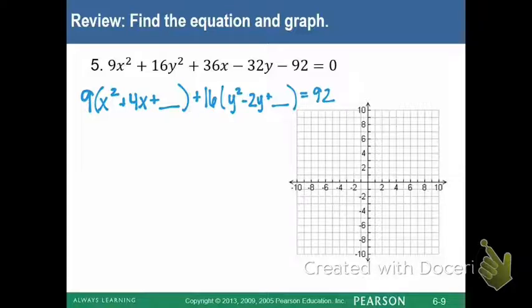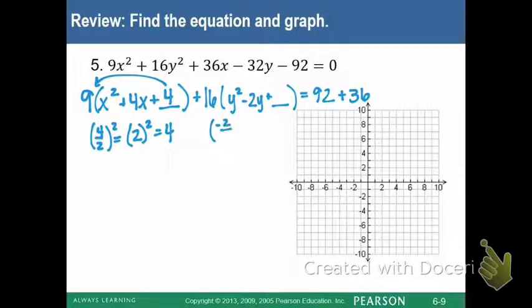Okay. Next is to do the completing the square part. So for the x's, I'll use the 4. So 4 over 2 squared is just 2 squared, so 4. The 4 is what goes in the blank. Remember, I need to multiply. 9 times the 4 is 36, and that's what gets added to the right side. Same setup here for the y. So negative 2 over 2 squared is negative 1 squared, which is 1. That goes in the blank, and then again I multiply. 1 times 16 is 16. And so on the right-hand side, I'm going to be adding 16.